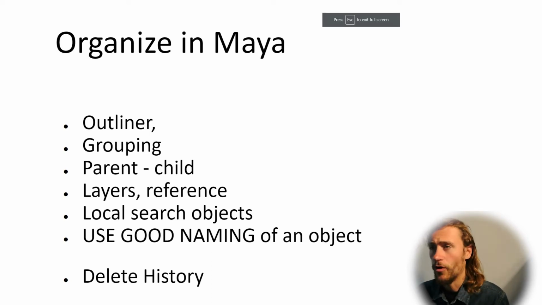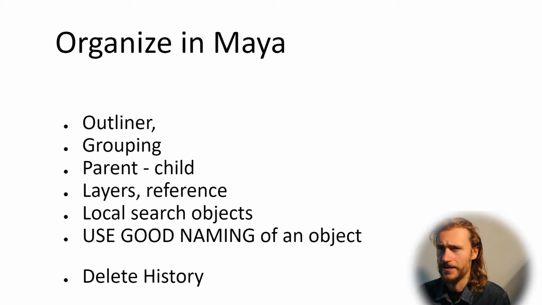Well, organizing in Maya. So organize your project. We'll look at that in this part. Look a little bit at the outliner we've just seen before, how you can see stuff in your scene and how to group them or parent them. And we look at the layers and references and locally searching the objects within the outliner. And of course, you need good naming.